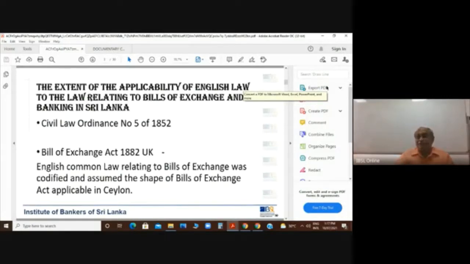Extent of the applicability of English law to the law related to bills of exchange and banking in Sri Lanka, right? The bill of exchange law applicable even now is the Bill of Exchange Act 1882 of the UK, right? It came from Civil Law Ordinance number 5 of 1852.